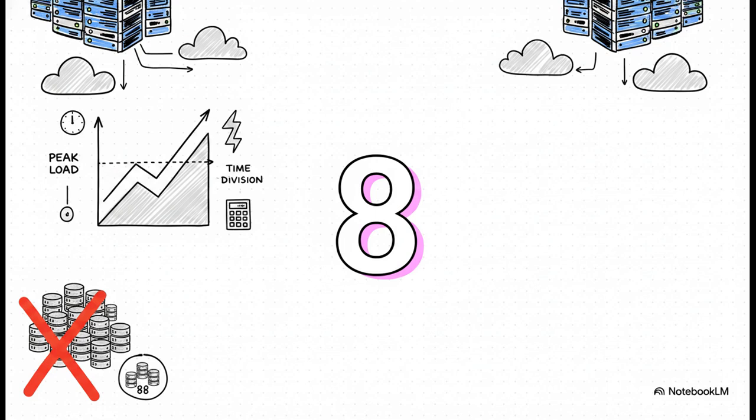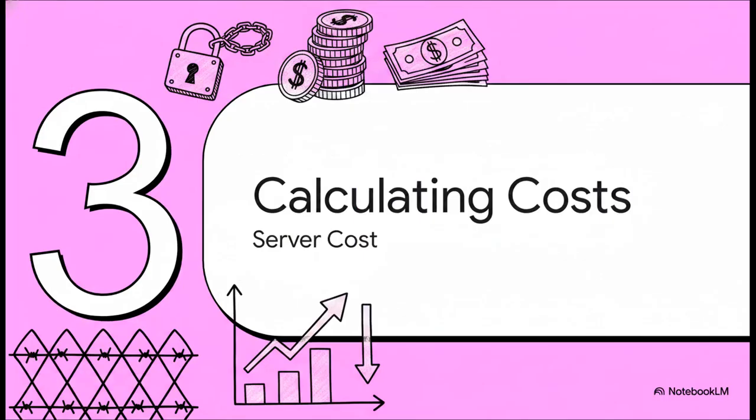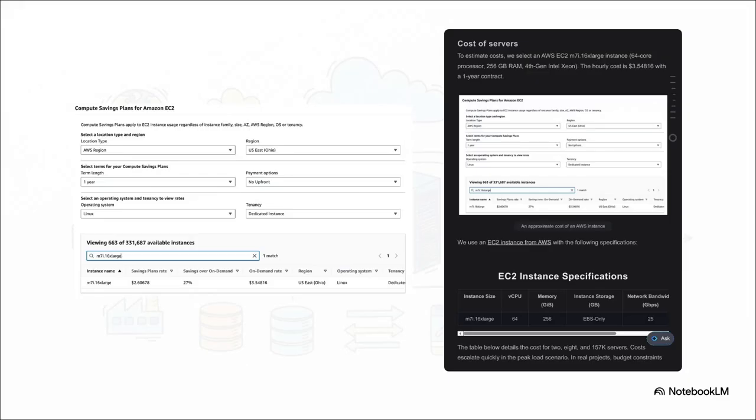If the load exceeds predictions, we have to employ techniques like load shedding and circuit breakers so our limits aren't violated. Section 3. Calculating costs, specifically our server costs. Now, what's really interesting here is we can pin down exact numbers for this.